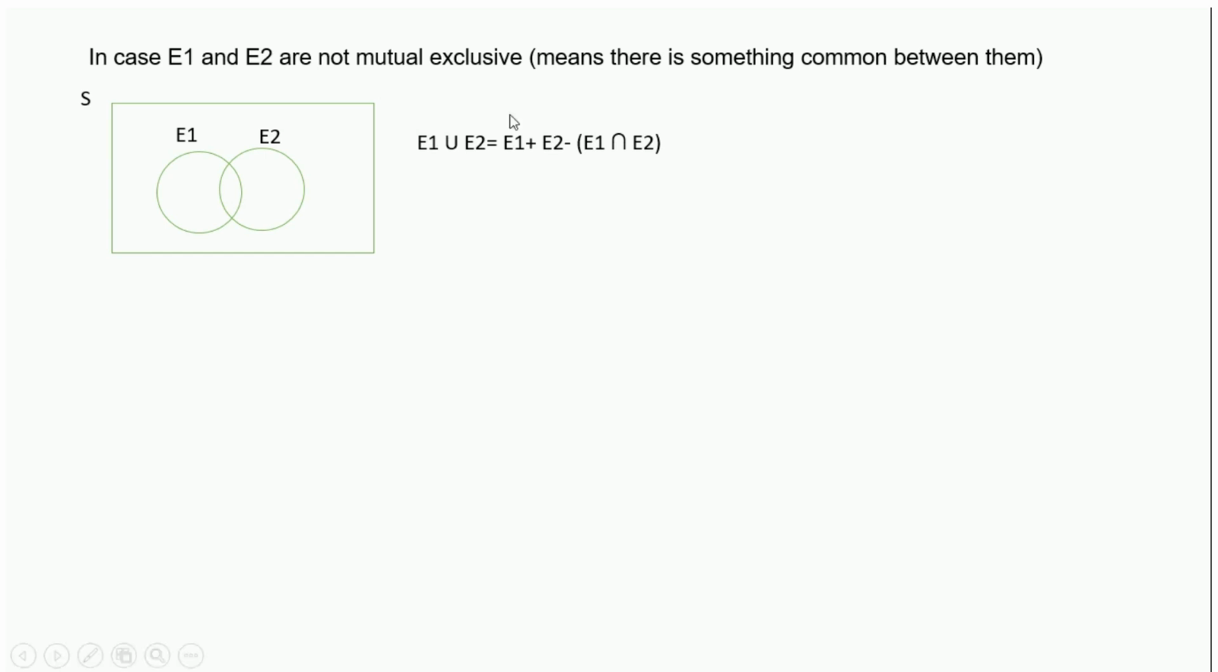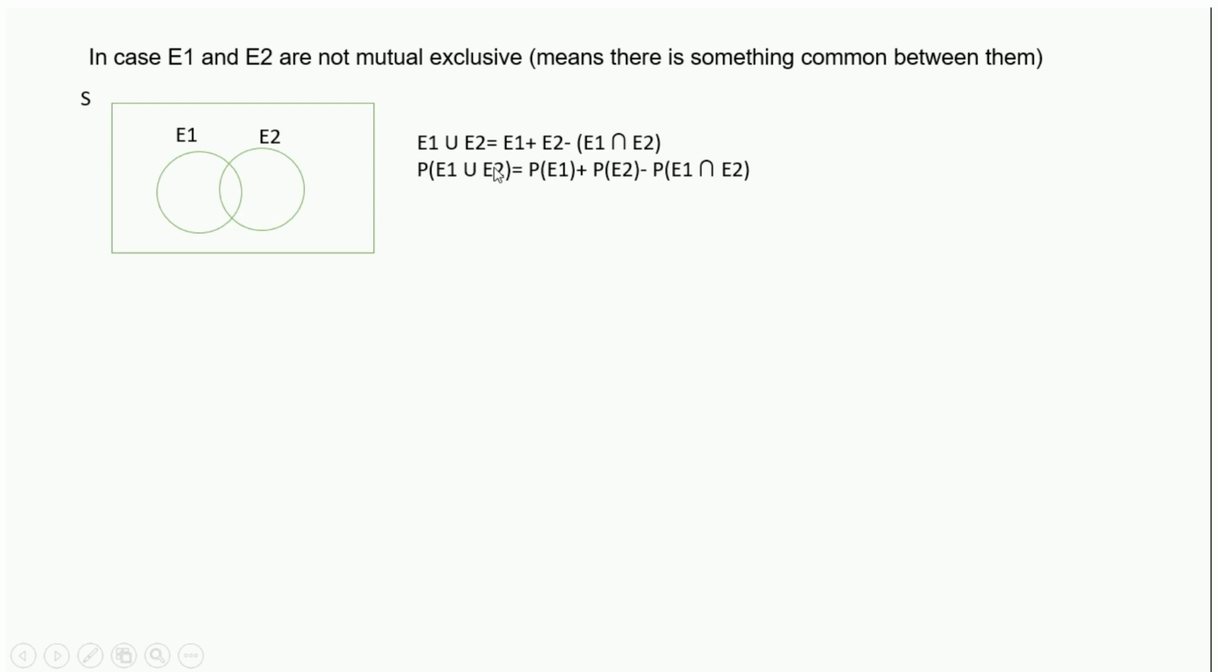E1 union E2 means E1 or E2. Therefore we are adding E1 and then we are adding E2. And when we are adding these two, we can notice that we are adding this part 2 times, that is, E1 intersection E2 is added 2 times. Therefore we have to subtract it once. In terms of probability, we can write it like this, and this formula is very important.